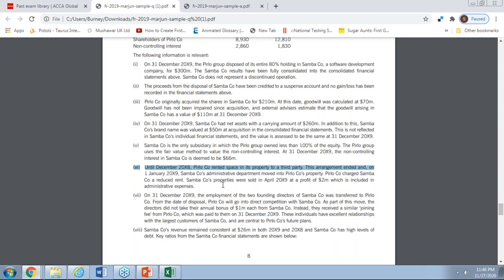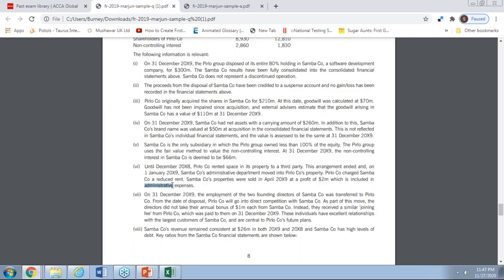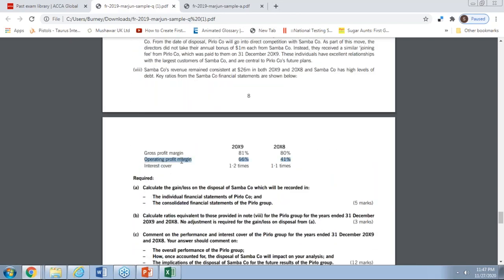Samba company's property was sold in 2009 at a profit of 2 million, which is included in the administrative expense. Now, this is again a point that you should understand: the Samba company has sold its properties at a profit of 2 million, which is a one-off profit, recognized in the Samba company's income statement. So definitely the profitability of Samba company will go up in the current year. You can see here in the operating profit margin section that previously Samba company earned a profit of 41%, which is now 66%.